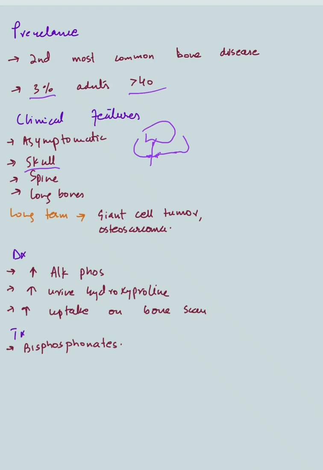For example, hearing loss, because it can result in increased bone formation in the petrous temporal bone, in the internal auditory canal, and that can compress the cochlea or the eighth cranial nerve, and that would result in hearing loss. So that's the first thing. Then second, it can affect the spine, and in the spine it can result in spinal stenosis.